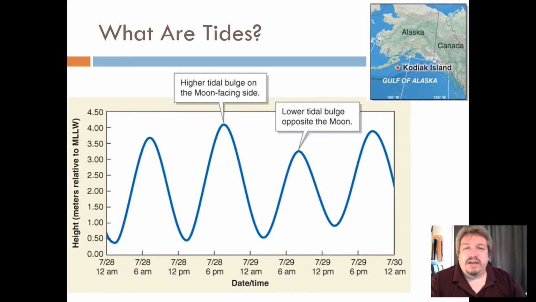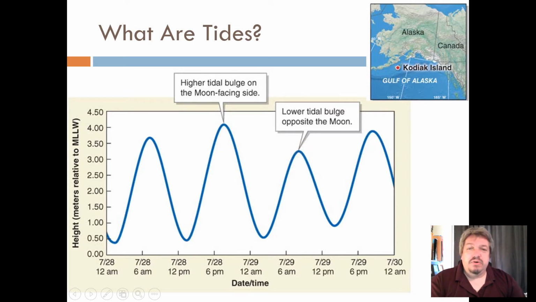So the tides happen twice a day. The way the Earth rotates, they're high twice a day and low twice a day. And you can look right here at this part of Kodiak Island. This is a graph. It tells you the height. And you can see that it's highest, high tide, when it's facing the moon. And when it's opposite the moon, it's lower. I'm going to show you what that means in a little bit.